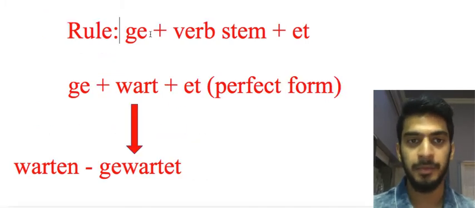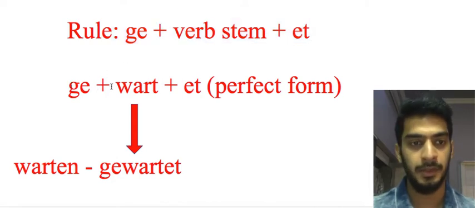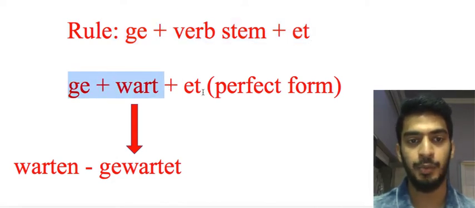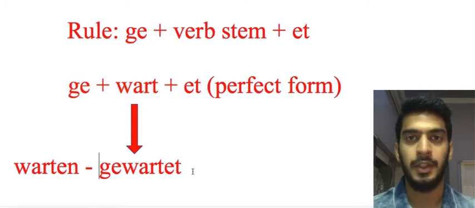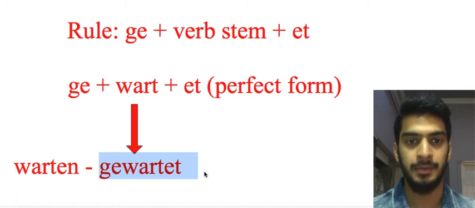Let's build the perfect form. The same rule applies here. Ge, verb stem plus et. So ge plus wart plus et. Gewartet, which is the perfect form of the verb warten.